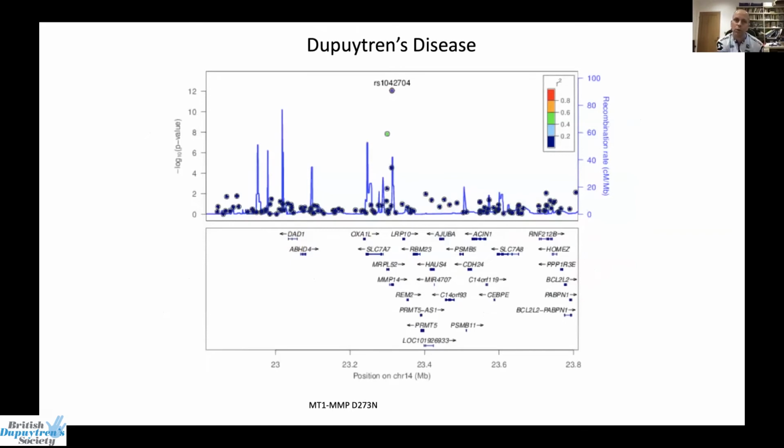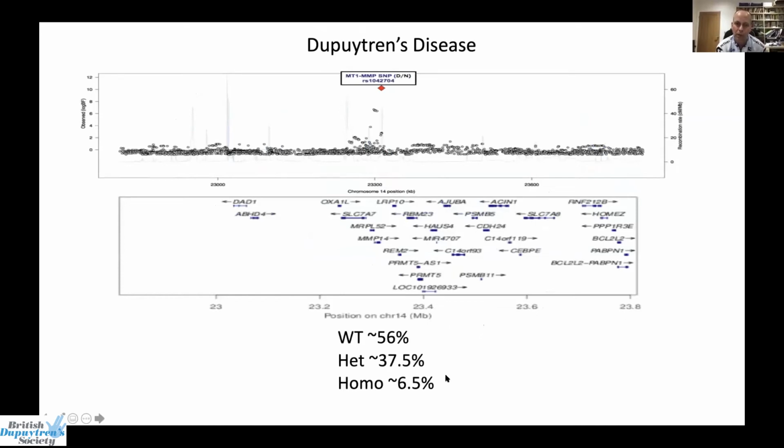This is what the output of the genome-wide association study looks like. Here's the variant, which is right in the gene MMP14, and it actually causes a change in the protein sequence of that gene. It's really common as well. About just over a third of people in Western European populations carry one copy of this mutated gene, and about 7% of people carry 2 copies of this mutated gene.